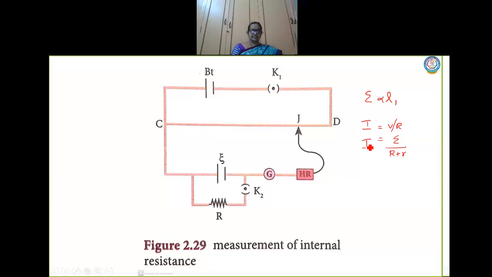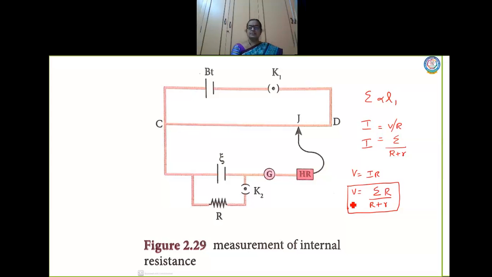So current is I. What is the potential difference? Potential difference V is equal to I into R. Correct? Yes or no? So what is I now? I is psi by r plus R, into R. So this is the potential drop. Is it clear now? Once again go through.